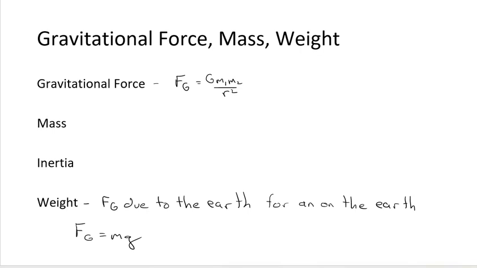Mass is something completely different. Mass is the measure of inertia. So what's inertia? Inertia is the tendency to stay in a state of motion. So if something's moving and it has a lot of inertia, it's going to be hard to stop it from moving. It's going to be hard to make it turn. Also, if it's not moving, it's going to be hard to get it to move, right?